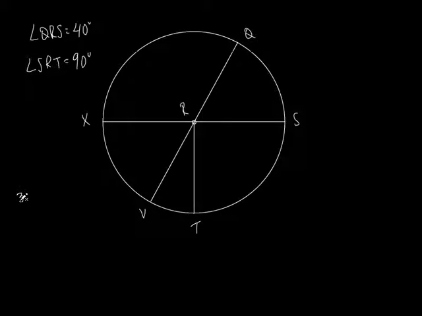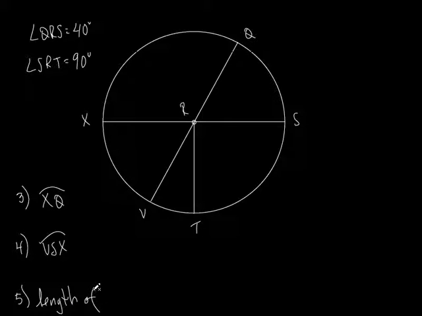And they're asking us for some things. Number 3, they ask us for arc XQ. And number 4, VSX, they ask for that arc. And then number 5, they say find the length of arc XQ. So number 3 and number 5 are not the same question, are they?